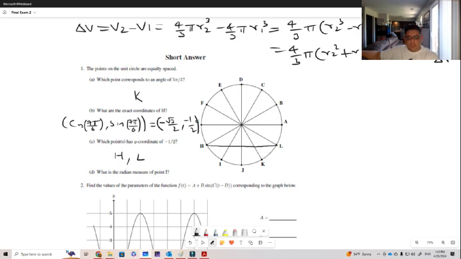Now for the radian measure of the point I, which is this one here, we'll of course have 6 pi over 6. We have that this is 8 pi over 6. So 8 pi over 6, or this is 4 pi over 3. Any of the two works out well with this.